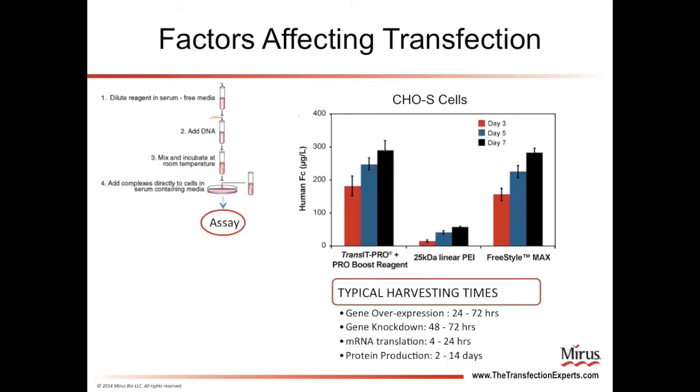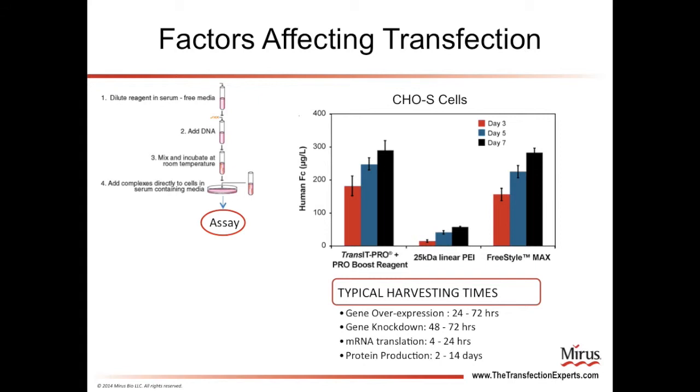In order to ensure success in your transfection experiments, you should pick the optimal harvest time, or when you actually do your downstream experiment following transfection. The optimal harvest time is primarily determined by the goal of your experiment. For example, typical harvesting times for overexpression studies are between 24 and 72 hours.